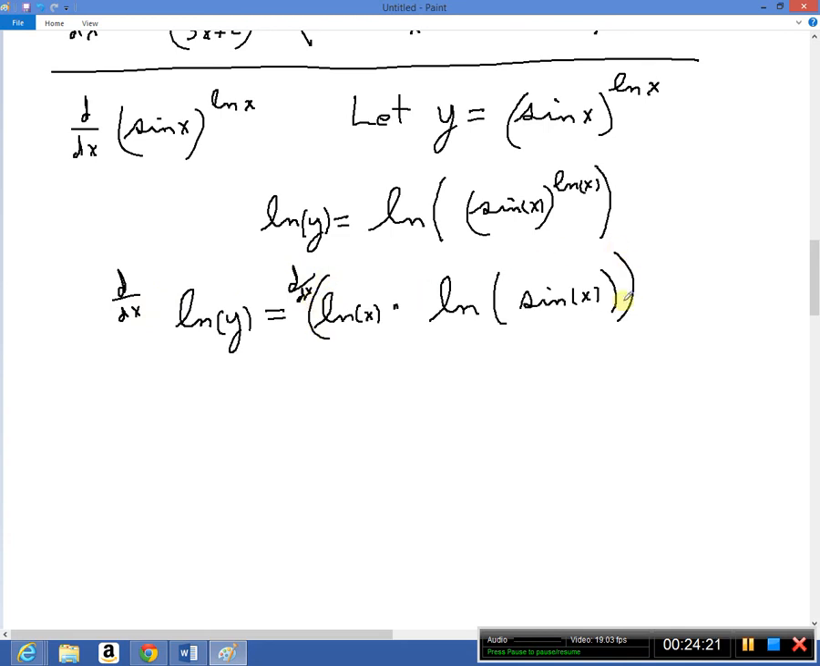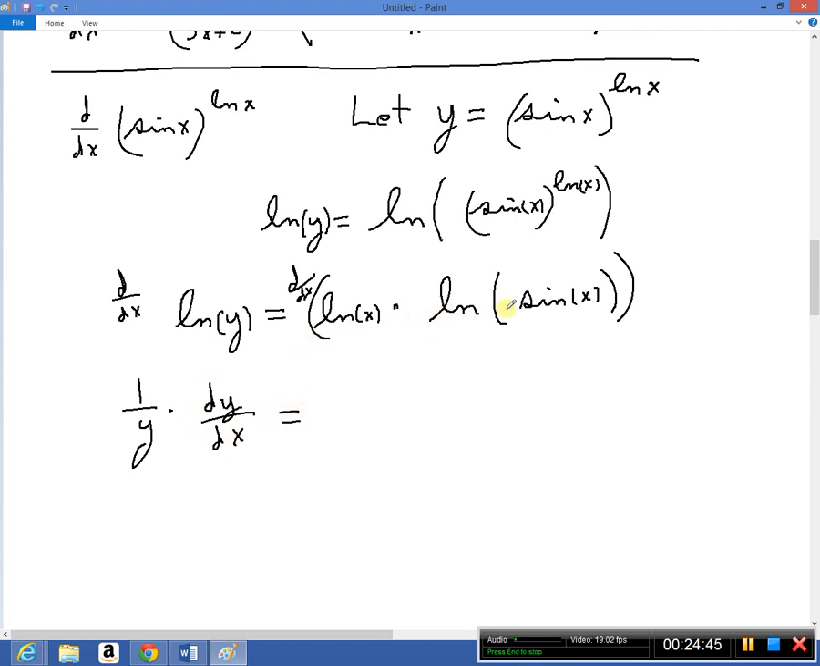All right? On the left, the derivative of log of anything is going to give us 1 over that anything. But that anything is not x. We're taking derivatives with respect to x. This is not x. This is some horrible complicated function of x. So we got to multiply by dy dx, the derivative of what's inside.